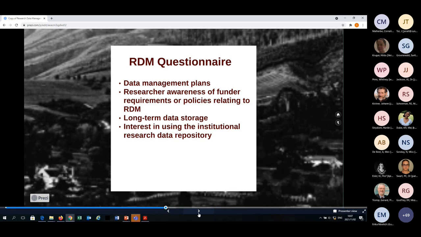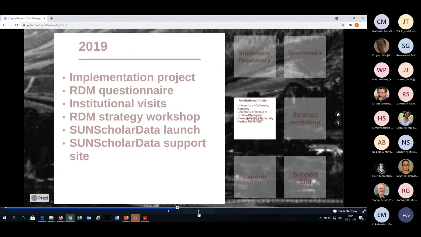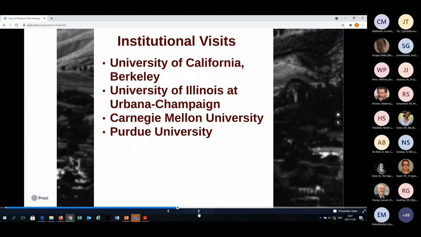This definitely informed some of the decisions that we made with regards to how we would actually steer our research data services. In 2019, a team of library staff members visited the United States, and we visited these four universities that you actually see there in order to find out how they manage their research data, or rather how their libraries went about implementing research data services.